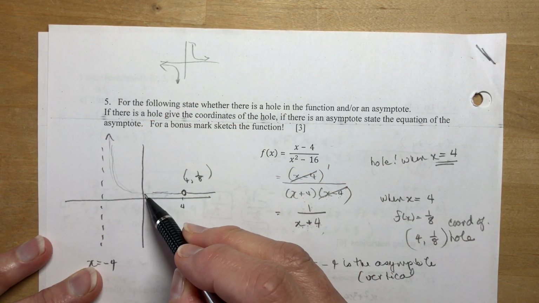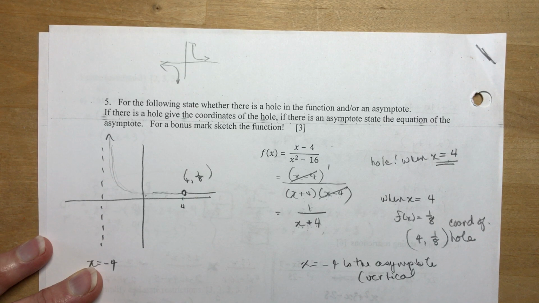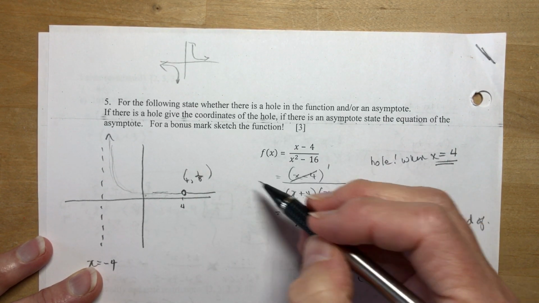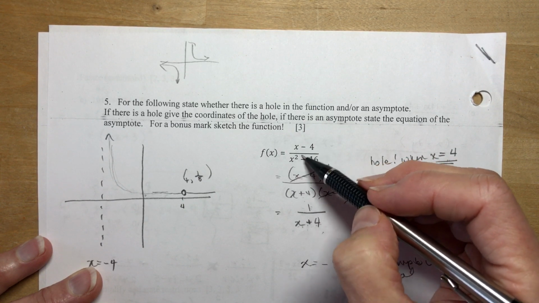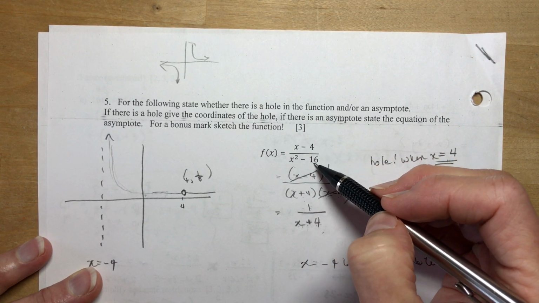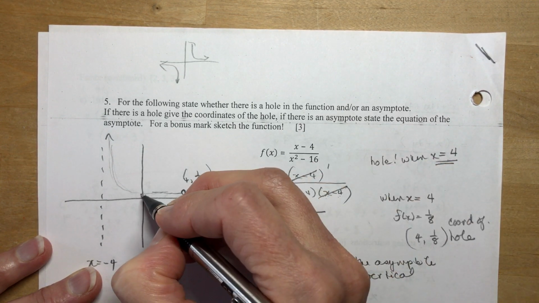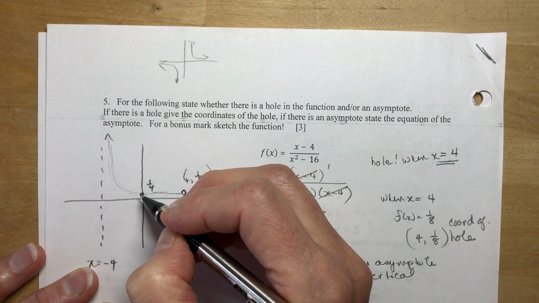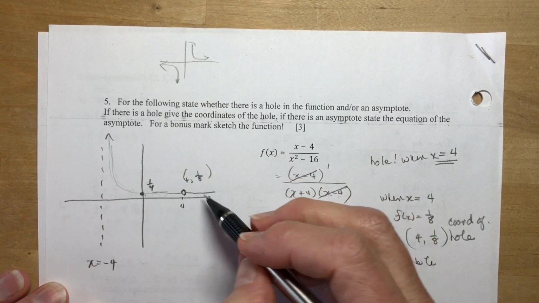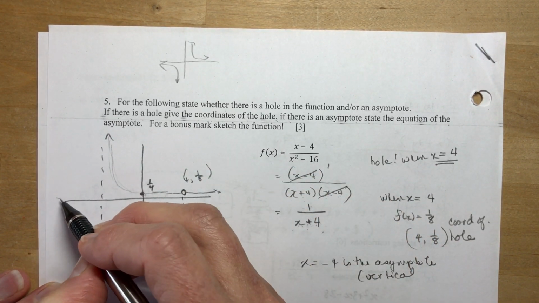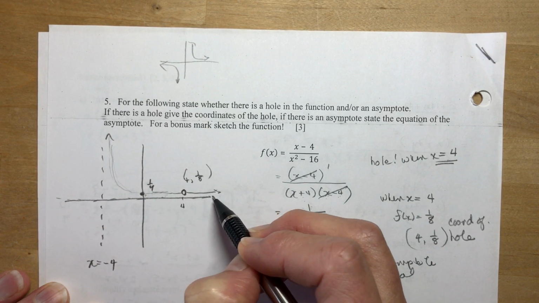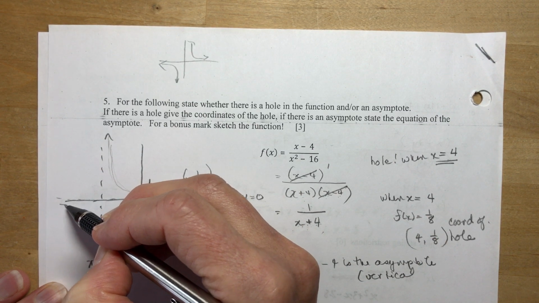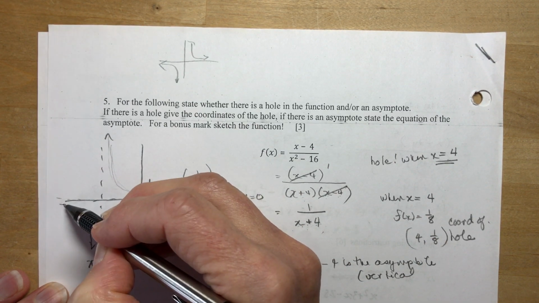Now what would be, your teacher might want you to give the y-intercept. So the y-intercept happens when x is 0. When x is 0, I would have minus 4 over minus 16. So that's 1/4. This is 1 over 4 right here, where it's going to cross the y-axis. Now, as x approaches infinity, we have a horizontal asymptote here. So this is y equals 0. And the other is just going to go like that.